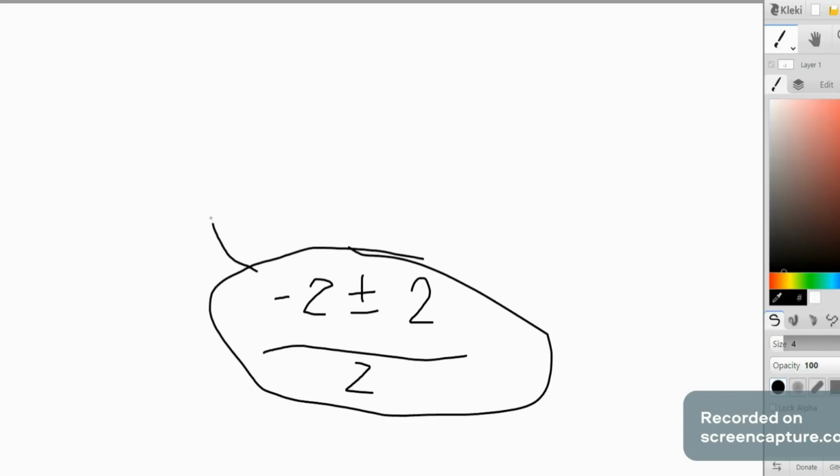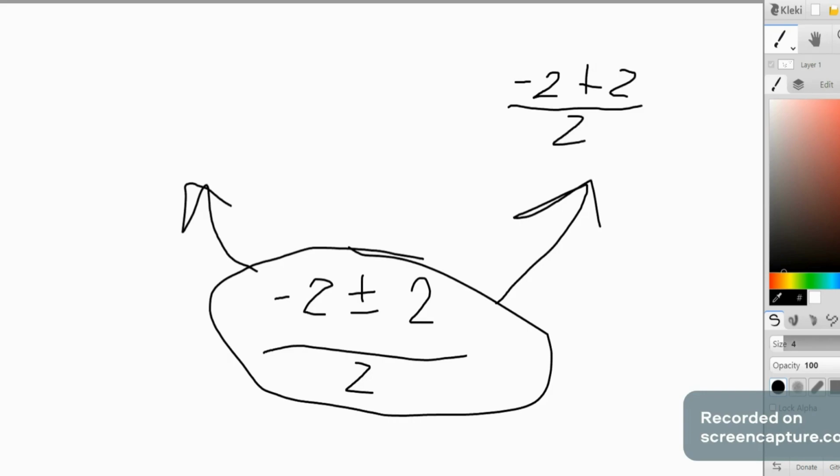So when I say mini equations, this plus or minus, since we learned back in last semester, you're gonna have two equations, basically one with addition and one with subtraction. So negative 2, don't forget the negative. Negative 2 plus 2 over 2. And then for the second one, it's a huge negative, and that's a huge 2. Negative 2 minus 2 over 2. What is that going to equal?